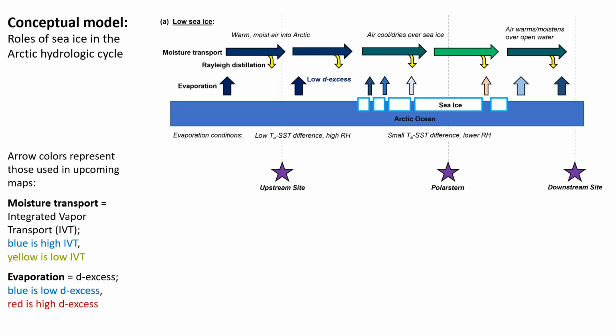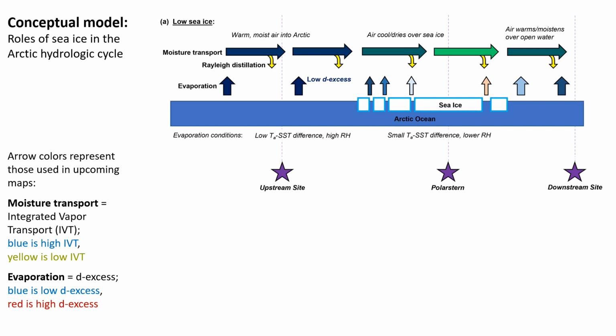Before sharing any data, I'll begin by describing the conceptual model of Arctic evaporation modes. The first depicts times when sea ice is relatively low. Here we track an air mass in a storm track moving across the Arctic, and this air mass passes 3 of our stations, including the Polarstern in the central Arctic sea ice. This air mass enters with relatively high water content and in a warm air mass.